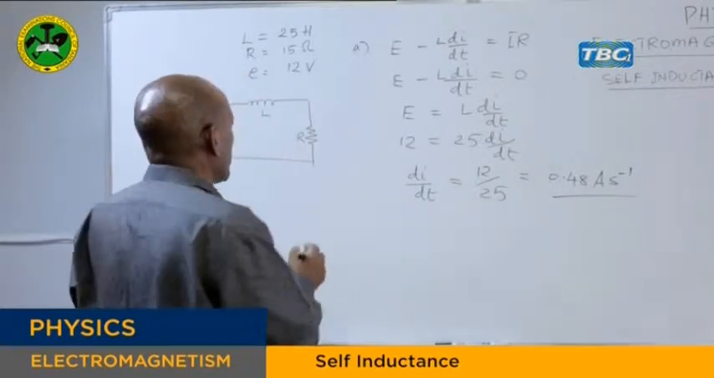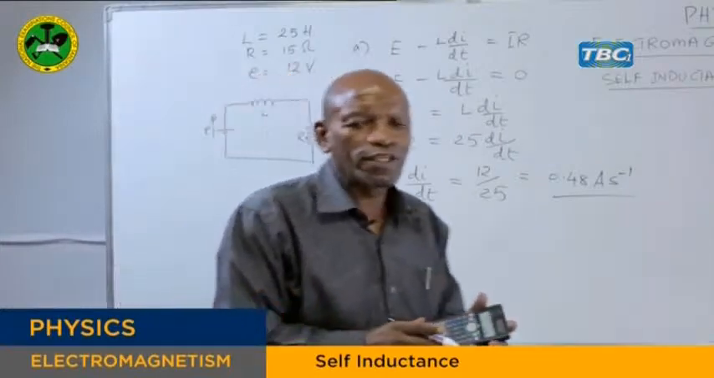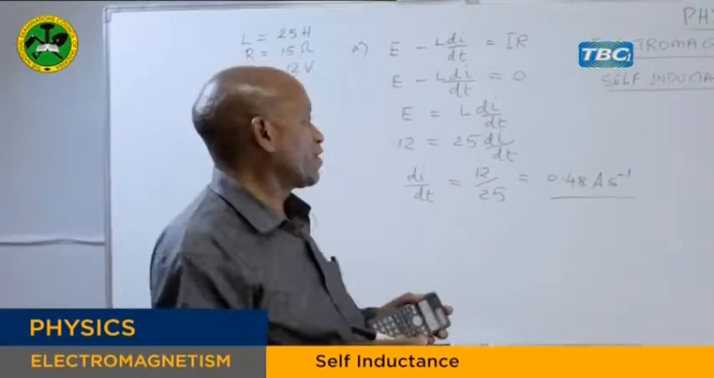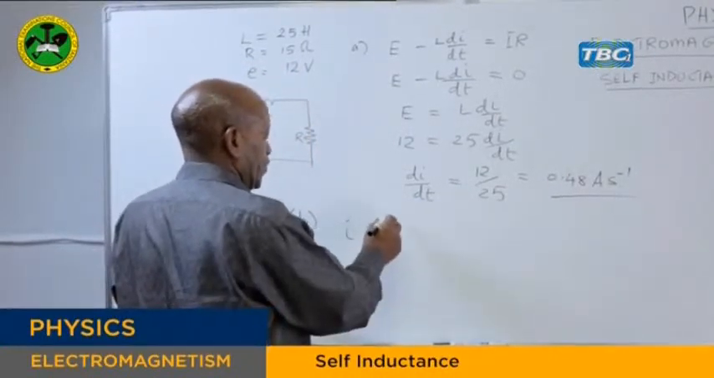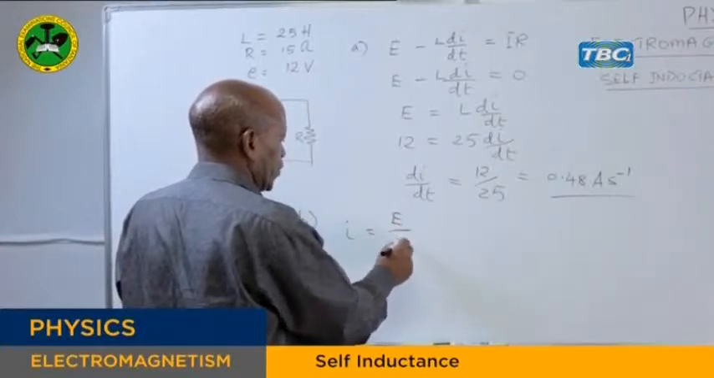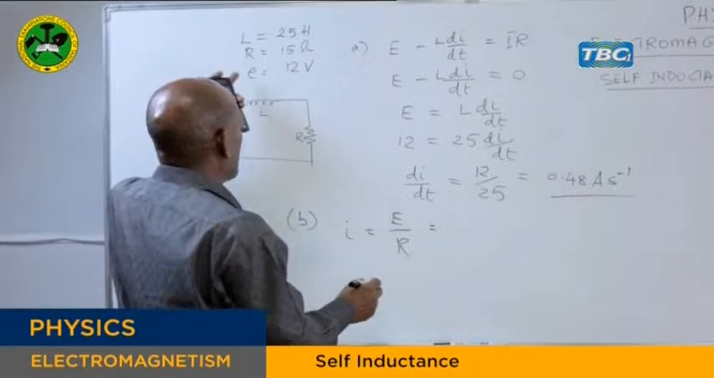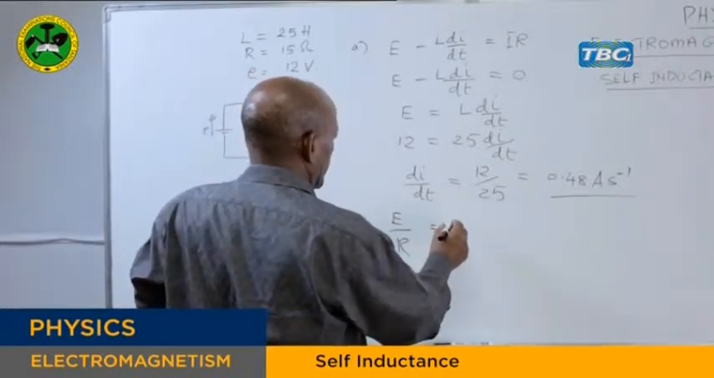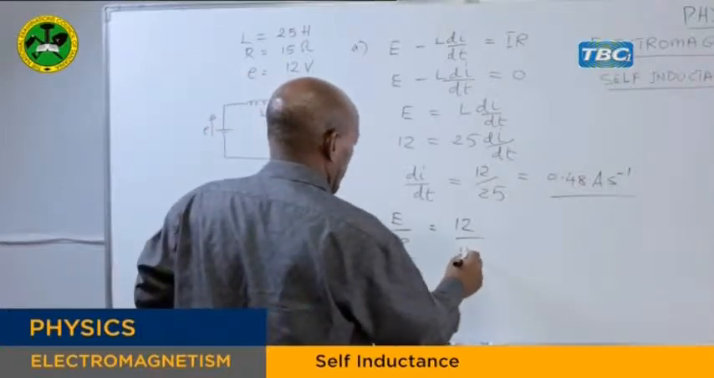Let's go to part B. We are looking for the final current. The final current is just obtained this way. That particular current I, just from Ohm's law, we are taking this to be equal to E over R, E being the EMF, the voltage for the battery, which is equal to 12, and the resistance is just 15.